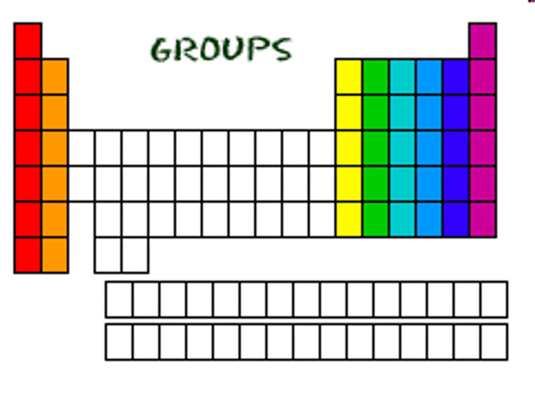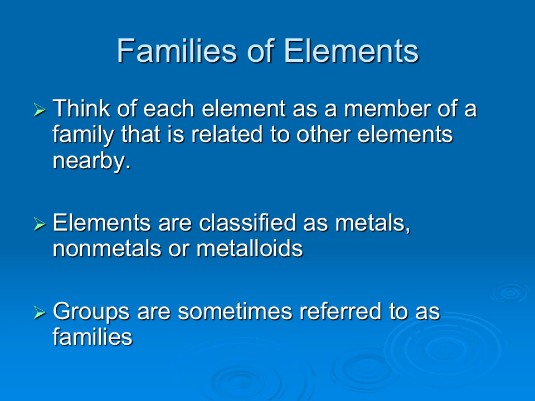Okay, remember groups go up and down. So families are the same as groups, and think of each element as a member of a family that's related to other elements nearby. So if they're in the same group, they're in the same grocery store aisle, they're in the same family. So they might be in the chip family, or they might be in the produce family, but they're all a certain kind of something. So elements are classified as metals, nonmetals, or metalloids. So groups are sometimes called families.